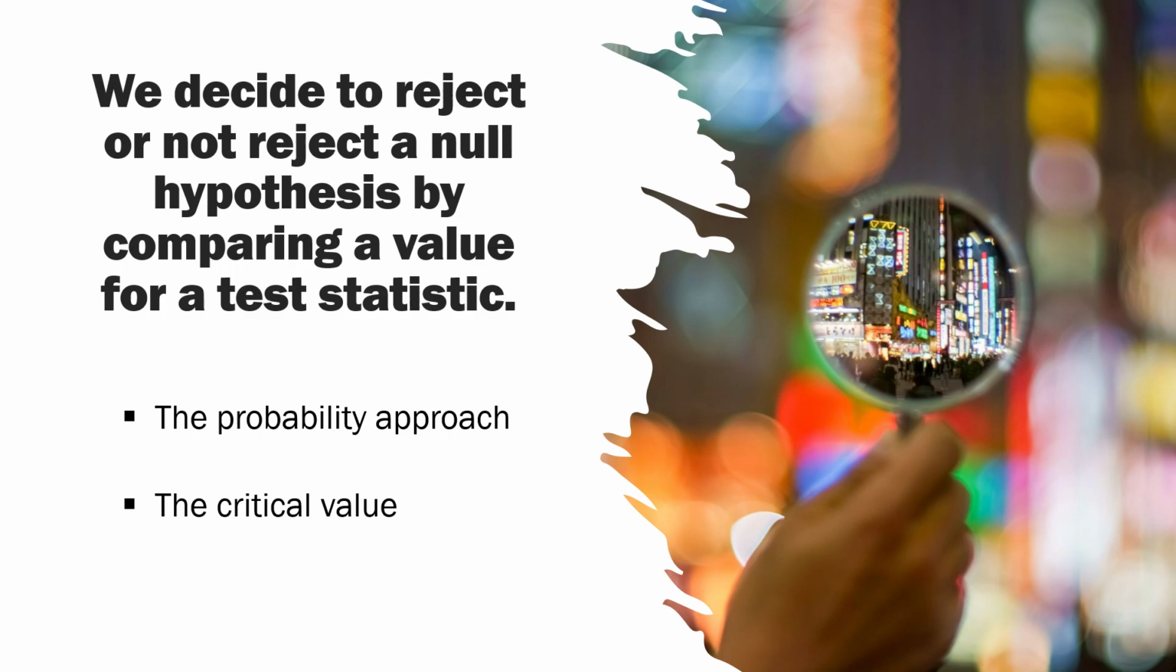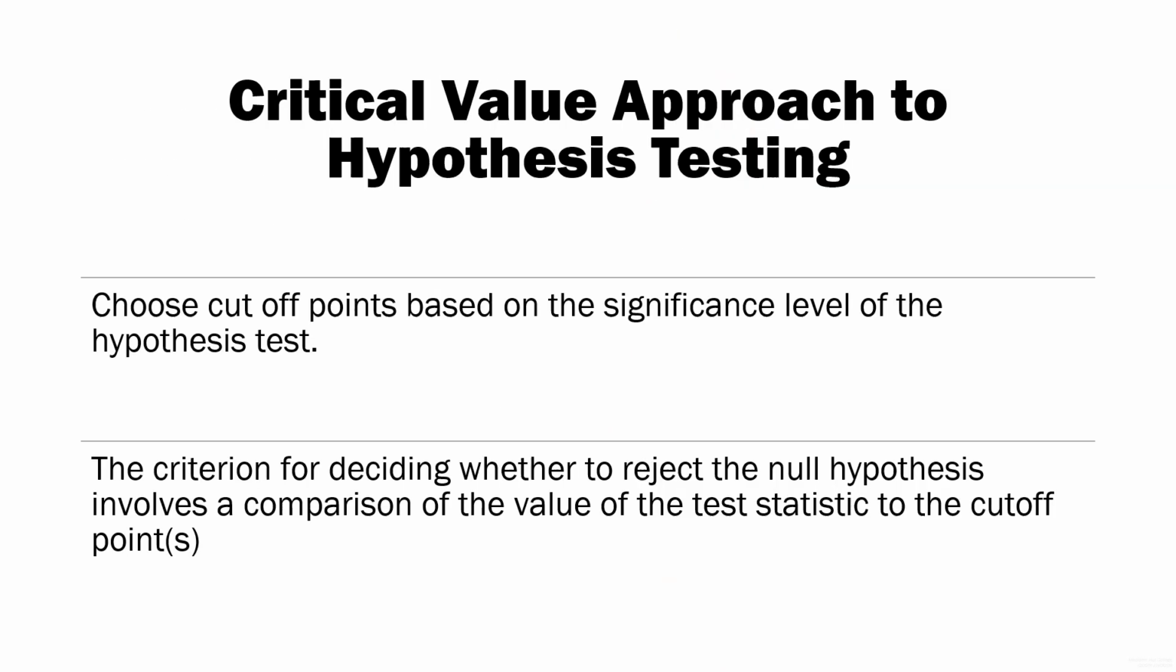So we have a null and alternative hypothesis. How do we decide to reject or not reject a null hypothesis? We do that by comparing the value of a test statistic. You're calculating some sort of statistic, and then using that number to make a decision about your null hypothesis. There are two approaches that we're going to look at. One is called the probability approach, or the p-value approach. You may have heard of it. The other one is called the critical value approach.